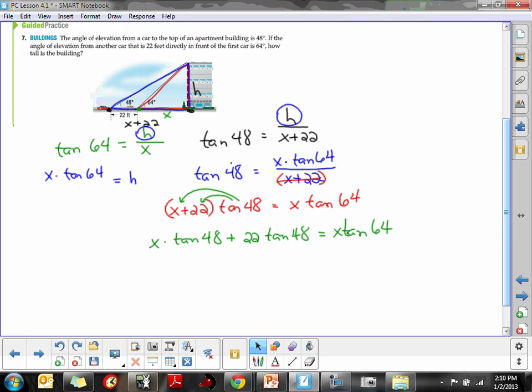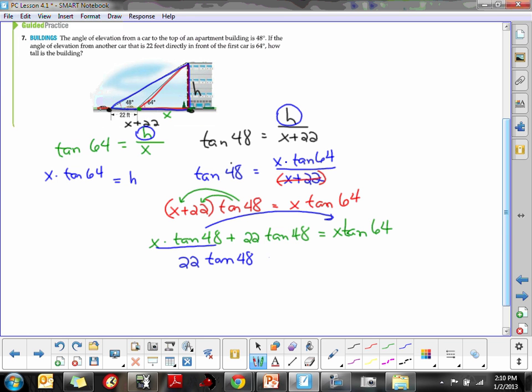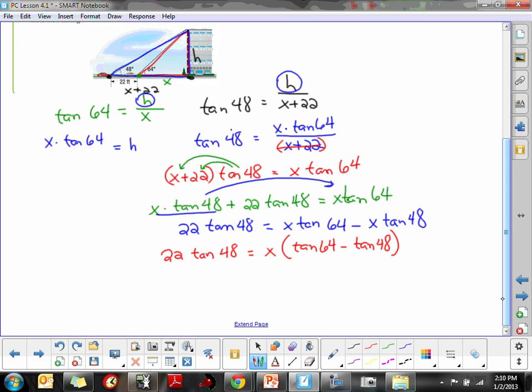So that x is on two different sides, so I'm going to move these over here so I can factor them out. So we got 22 tangent of 48 equals x times the tangent of 64 minus x times the tangent of 48. And then we can factor out our value of x. So we got 22 tangent of 48 equals x times the tangent of 64 minus the tangent of 48, and then we'll undo multiplying by that quantity by dividing.